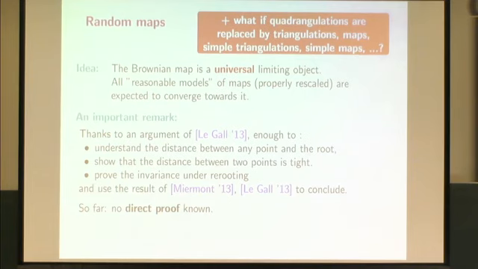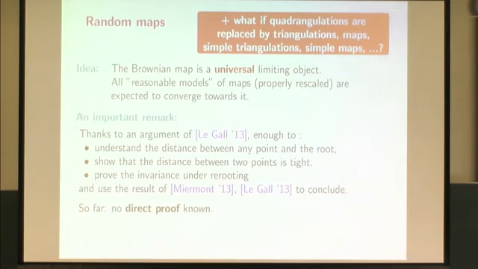Let me rephrase that. The convergence toward the Brownian map is really proved for the case of quadrangulations, and then using this result, we can somehow extend it to other models of maps, by proving some results but not as strong as the one obtained for quadrangulations. So we really need the proof for quadrangulations first.